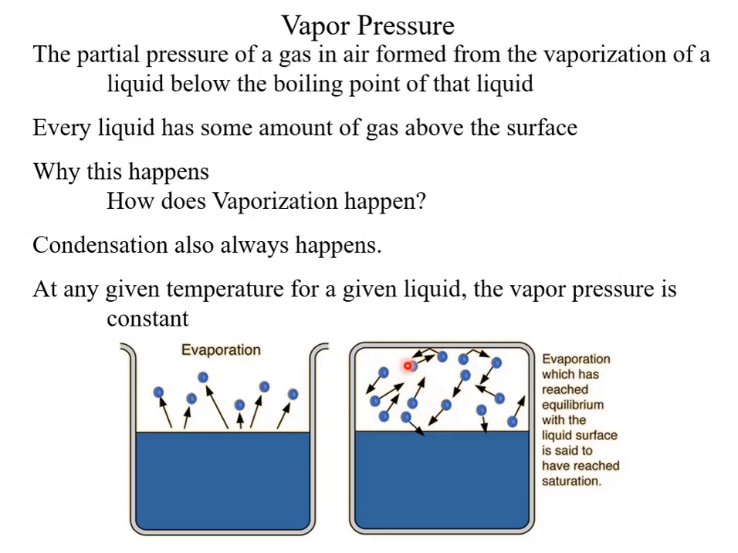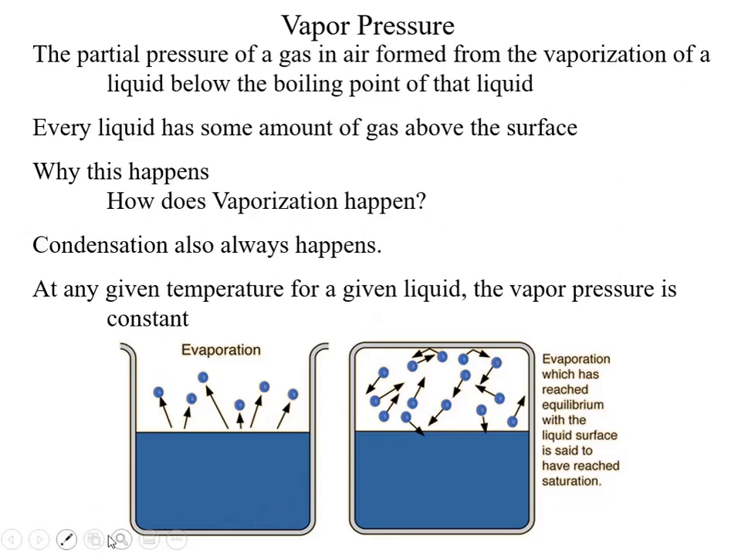This happens to every liquid, okay, that there's going to be some amount of gas above the surface. And the same reason it happens with evaporation is the fact that some of the molecules in this liquid have higher energies than others, and so they're able to break that bond or this transition between being a liquid into the gas. But condensation also occurs when the gas is going back to being a liquid, especially in a closed container. And so for any given temperature, the vapor pressure is constant.